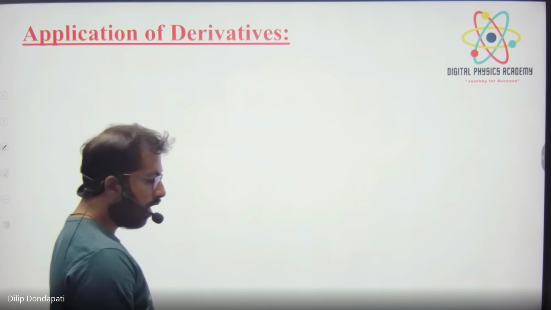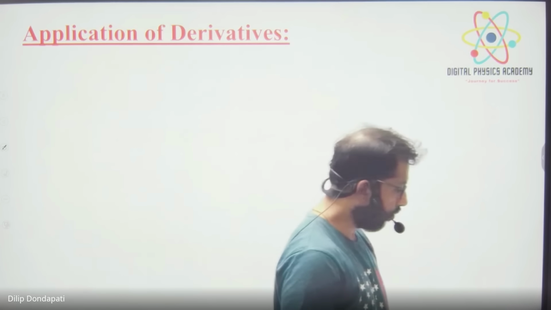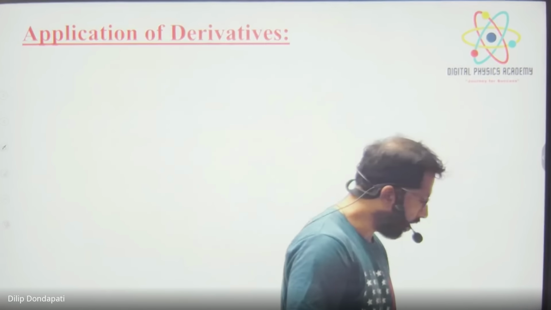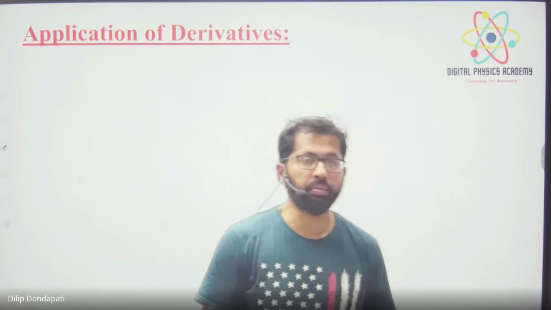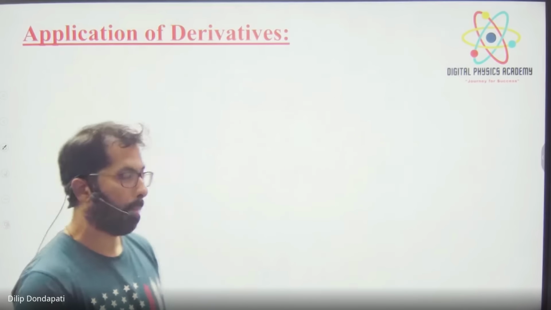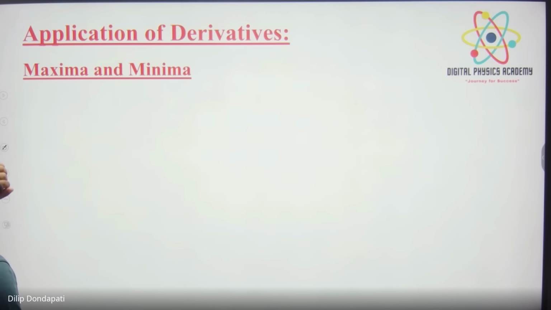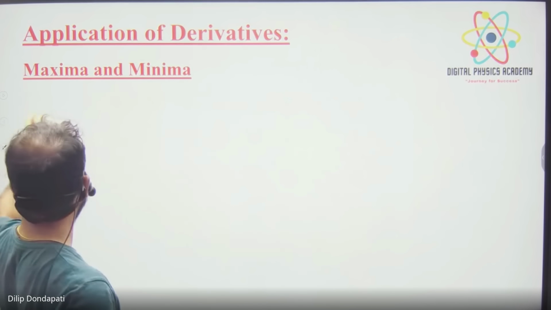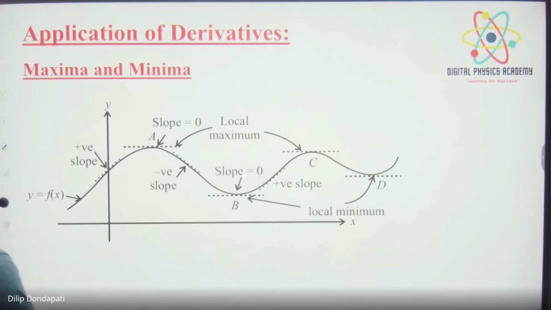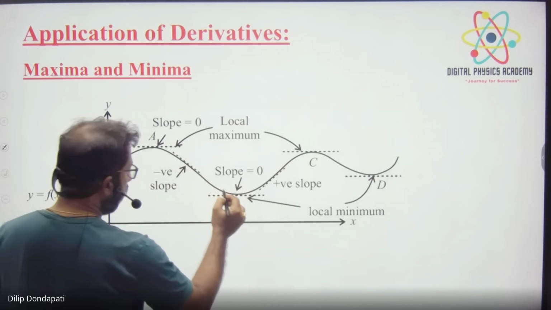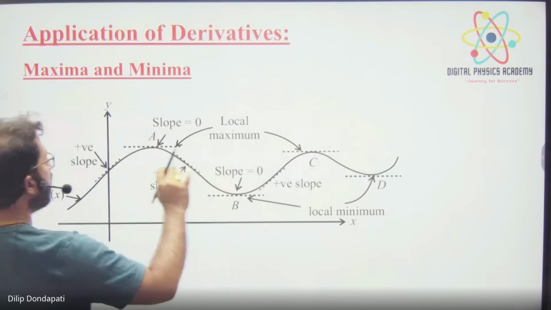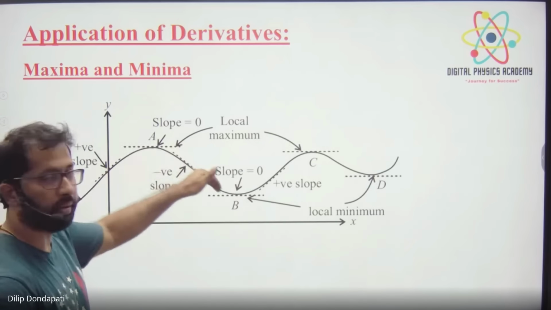Now we'll go for application of derivatives. So in that way we have to know about maxima and minima. Okay, understand? Last topic here: maxima and minima. So what is maximum? What is minimum? We'll see. See, this is a graph, any random graph of y versus x given.